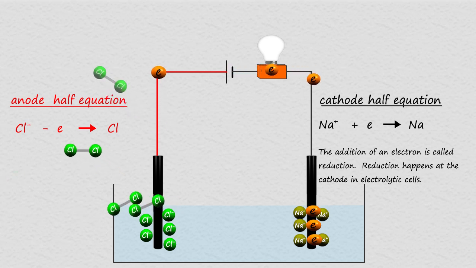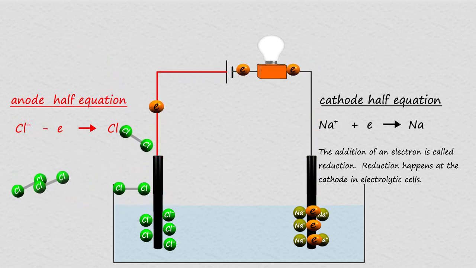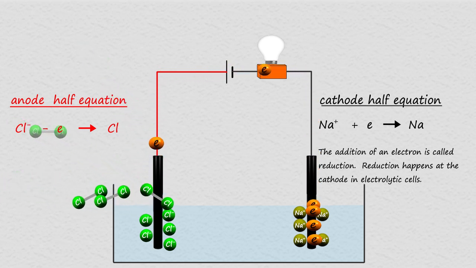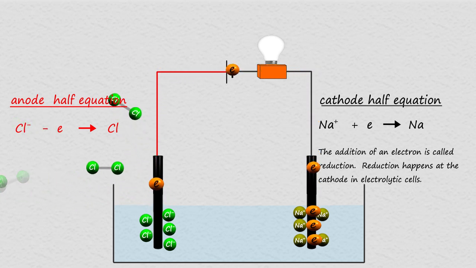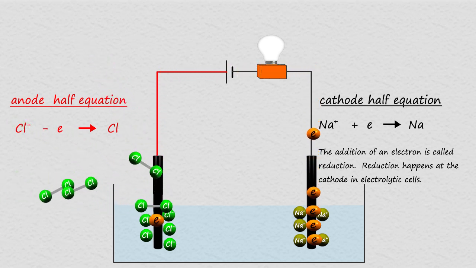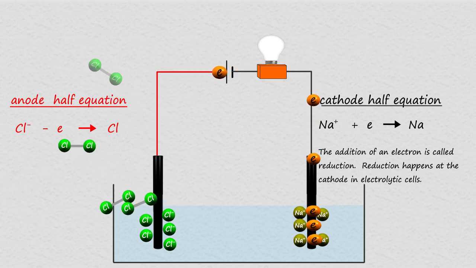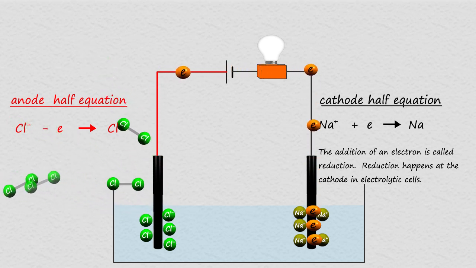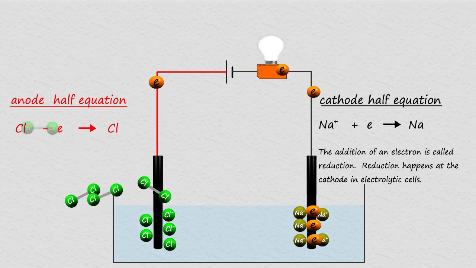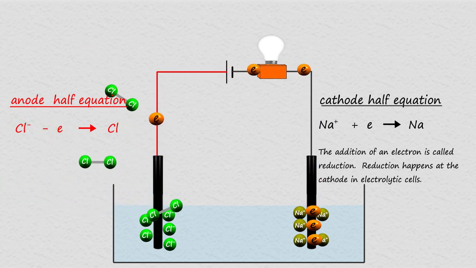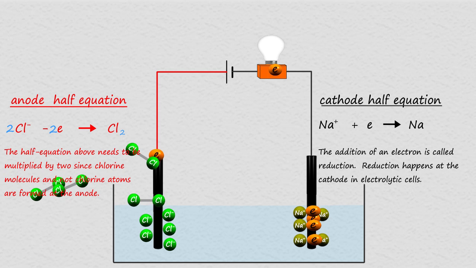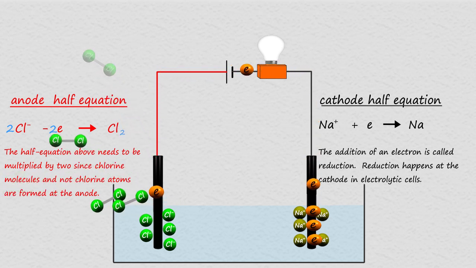Now the chlorine gas which is released at the anode is a diatomic gas. This simply means it is a small molecule made up of two chlorine atoms. It is formed when two chlorine atoms at the anode simply join together to form this new chlorine molecule. This means that the overall half equation for the oxidation reaction at the anode needs to be multiplied by 2.